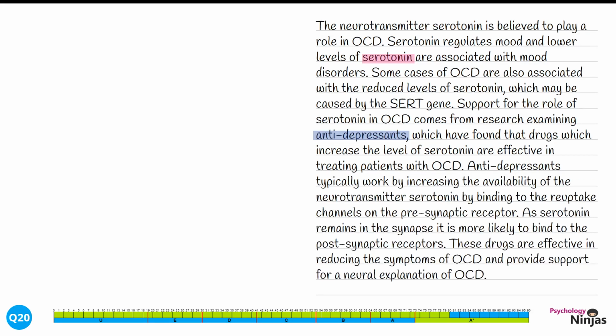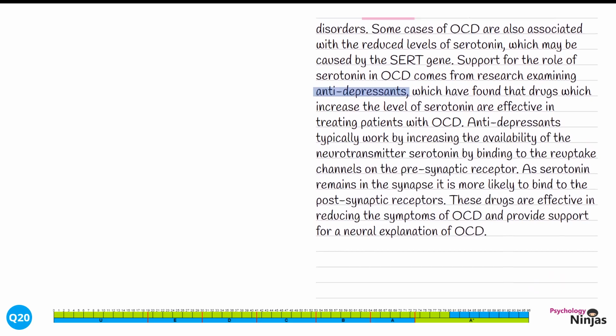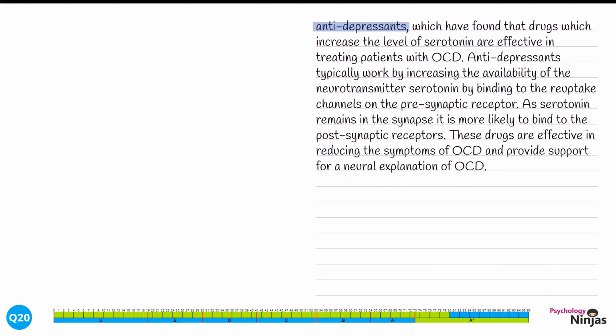Antidepressants typically work by increasing the availability of the neurotransmitter serotonin by binding to reuptake channels on the presynaptic receptor. As serotonin remains in the synapse, it is more likely to bind to the postsynaptic receptors. These drugs are effective in reducing symptoms of OCD and provide support for a neural explanation of OCD.